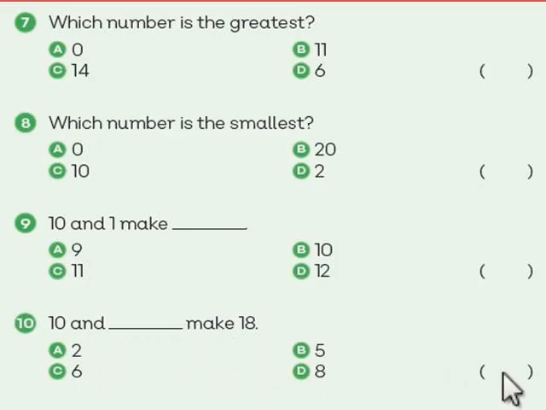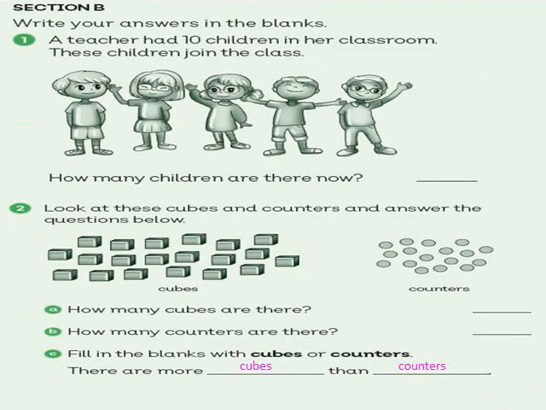Okay, let's go to section B and answer the following question. Okay, write your answer in the blanks. Number 1. A teacher had 10 children in her classroom. These children joined the class. So how many children are there now?